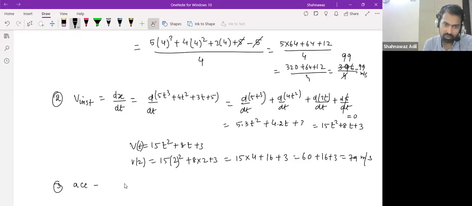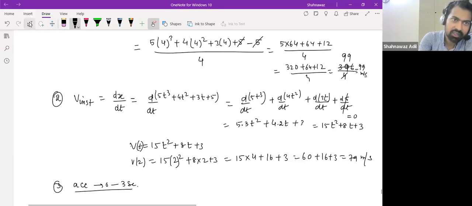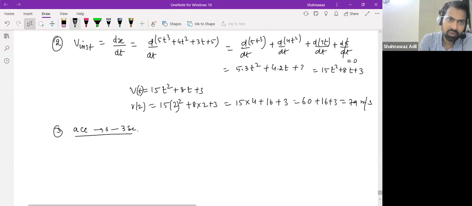Right. Now the third question was the acceleration from 0 to 3 seconds. So to calculate acceleration, we need velocity, and we have already calculated it. So what do we know? We have already calculated what v is, right?